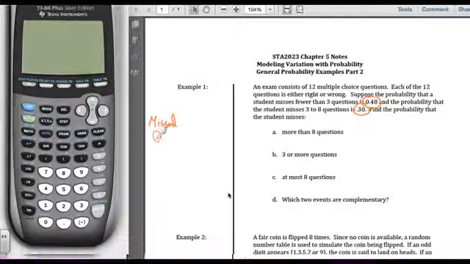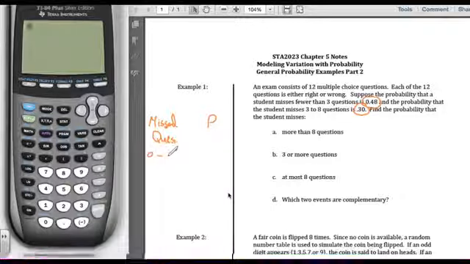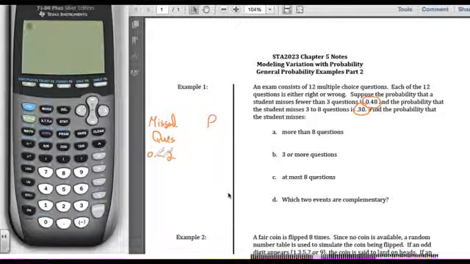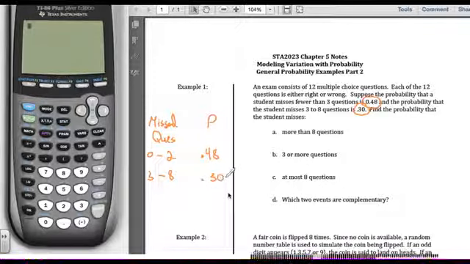So here I'll mark my missed questions, and here I'll mark my probability. So a student could miss fewer than 3, not 3, but fewer than 3. That means the student could miss 0 questions, 1 question, or 2 questions. So the probability that a student misses 0, 1, or 2 questions, that is 0.48. It says the probability that a student misses 3 to 8 questions, so 3 to 8 in the missed question column, that is 0.30. 3, 4, 5, 6, 7, or 8.